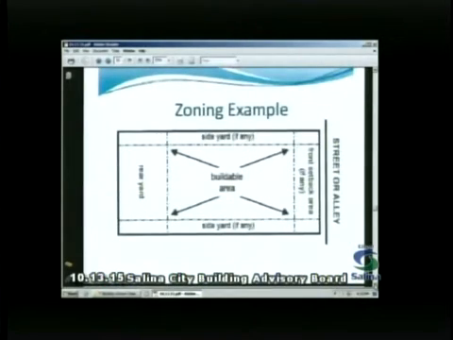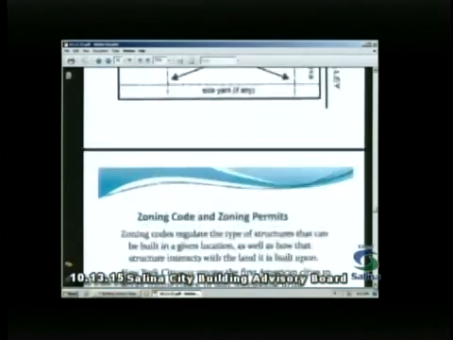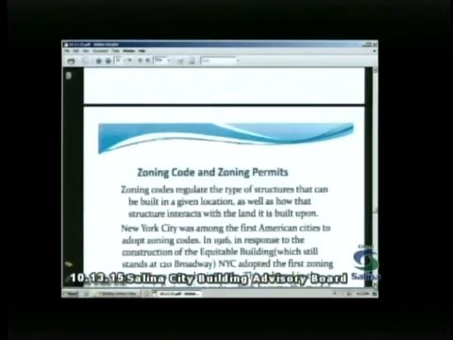Another zoning example, it gives you your buildable area. It's going to be within that area only that you can build. You cannot build outside of those areas. And basically, you can't be in violation of your setbacks. You can't be in front, rear, side, whatever the case may be.